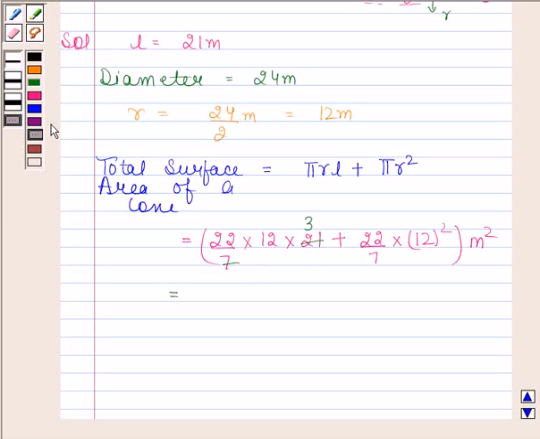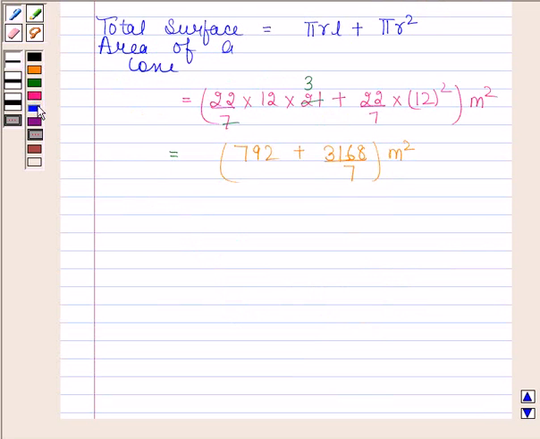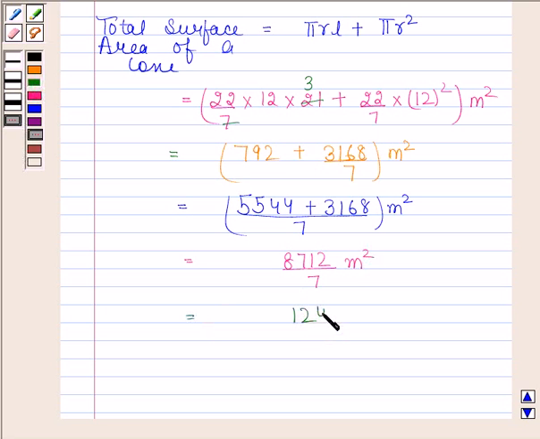22 into 12 into 3 is equal to 792, plus 22 into 144 is 3168 upon 7 meters square. And this is equal to 5544 plus 3168 upon 7 meters square. And this is equal to 8712 upon 7 meters square, and this is equal to 1244.57 meters square.